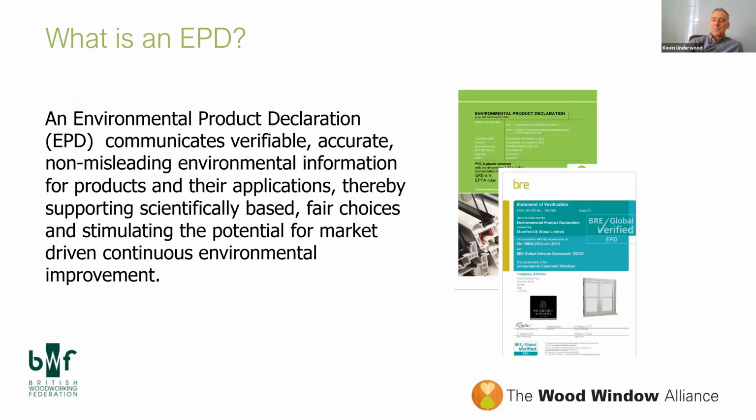So to recap, because I've included some of the things that have already been discussed: what is an EPD? An Environmental Product Declaration communicates verifiable, accurate, non-misleading environmental information for products and their applications, thereby supporting scientifically based fair choices and stimulating the potential for market-driven continuous environmental improvement. We have a few images of EPDs there, one of which is a generic one for PVC and one of our own for a timber window.